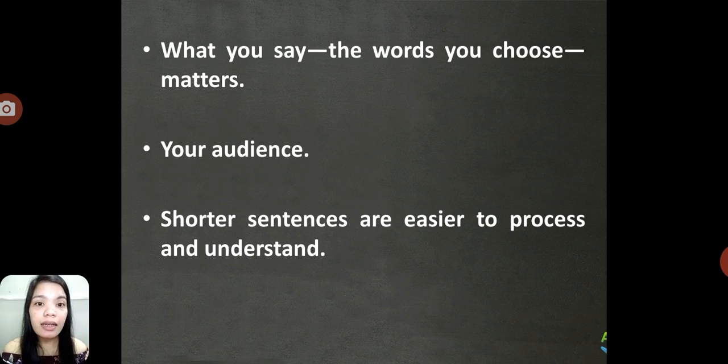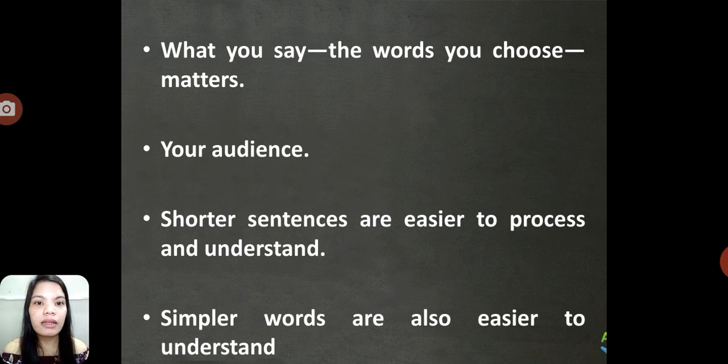Last is, simpler words are also easier to understand. When speaking, use simple words as much as you can. Simple words can help you express or convey your message clearly to the readers or to your listeners.